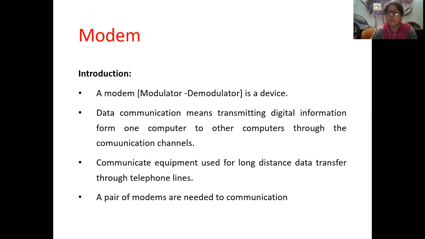When we use it on the sender side, it will convert from digital to analog signal. When we use it on the receiver side, it will convert from analog to digital signal. So it performs two functions, modulation and demodulation. At sender side, it works as modulator. At the receiver side, it works as demodulator.